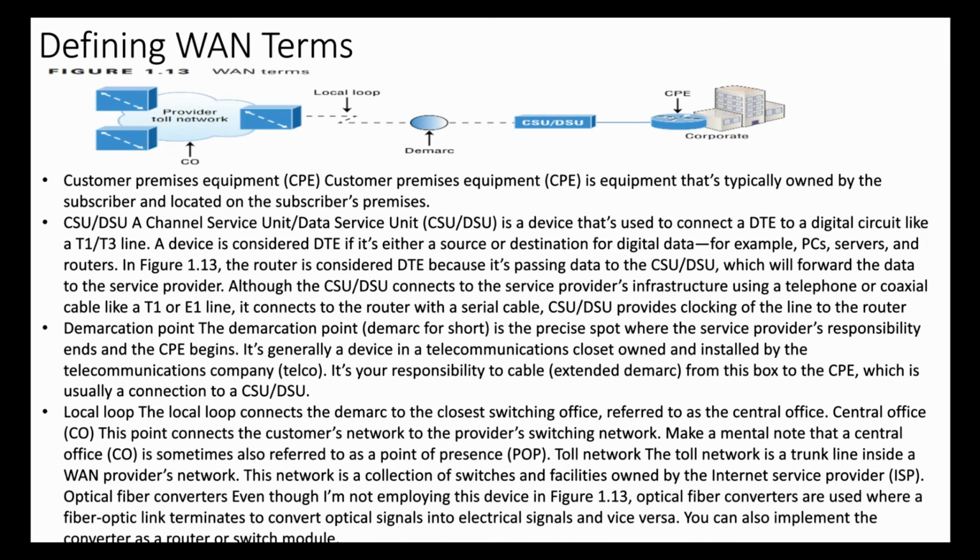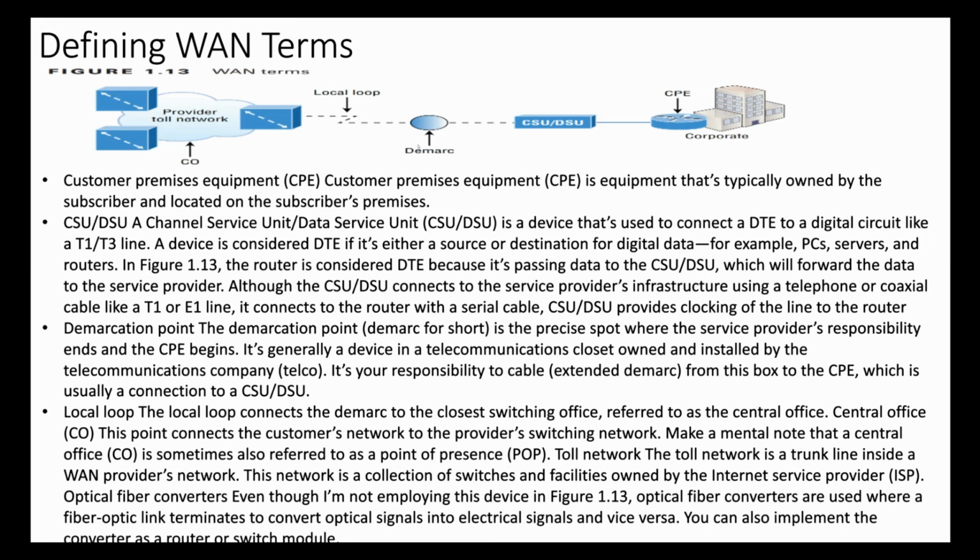So in this case, this customer premises equipment is also called the CSU/DSU, because it is providing information to the CSU and DSU. It's transferring the packets to the CSU and DSU. The CSU/DSU provides clocking of the line to the router. So the demarc is a point.